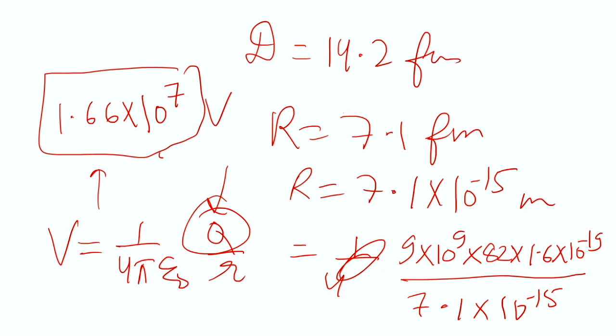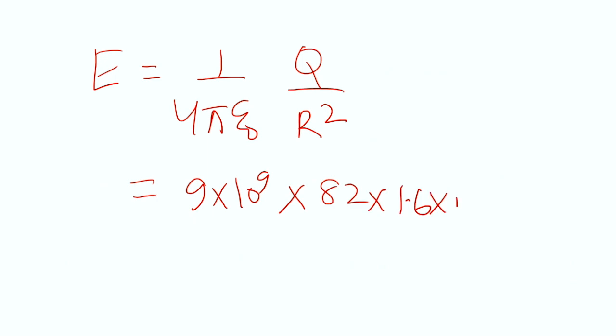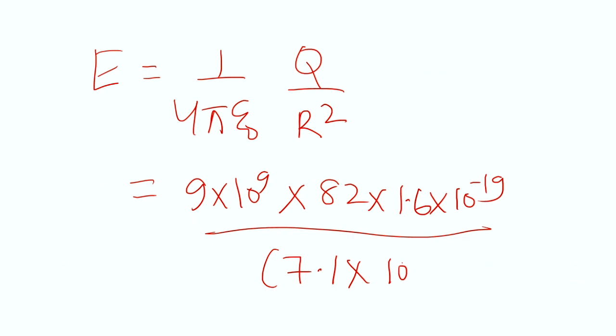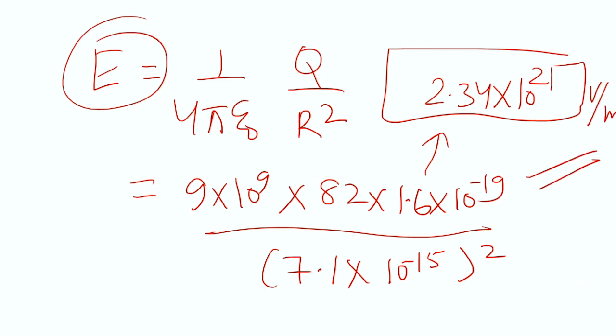This is our potential. For the electric field at the surface, put all of this: 9 into 10 to the power 9, Q is again 82 into 1.6 into 10 to the power minus 19, divided by 7.1 into 10 to the power minus 15 whole square. When you calculate this whole thing, we get 2.34 into 10 to the power 21. And of course the unit of E, the electric field, will be volt per meter. So this is how we solve these kinds of questions.